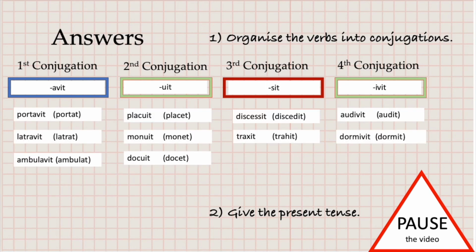Here come your answers. So, all the ones that end in avit are going to go in the first conjugation. So we've got portavit, latravit, and ambulavit, from portat, latrat, and ambulat respectively. Then placuit and monuit and docuit come from placet, monet, and docet. Discessit and traxit come from discedit and trahit and go in the third conjugation. They're the funky looking ones, they don't have the vi. And then audivit and dormivit are from the fourth conjugation, because they've got that long i sound in the middle.